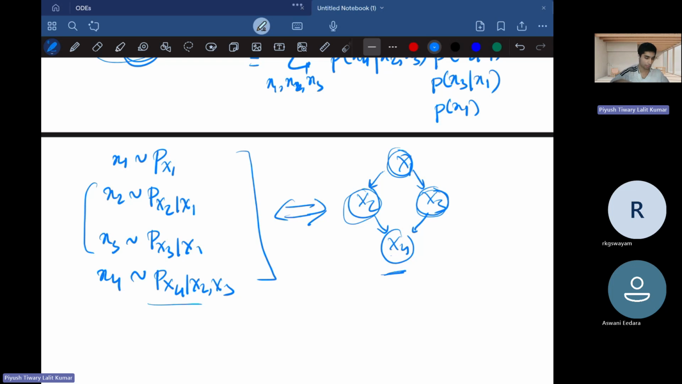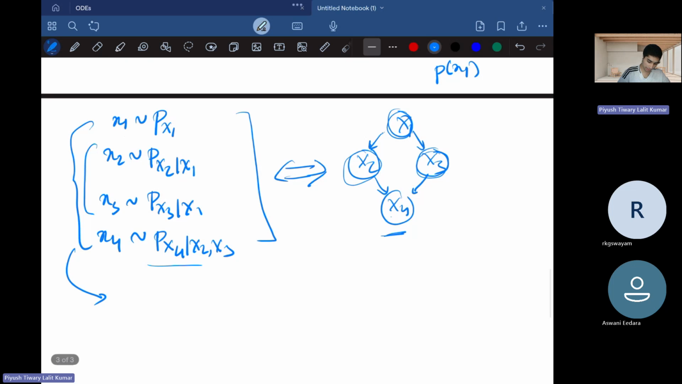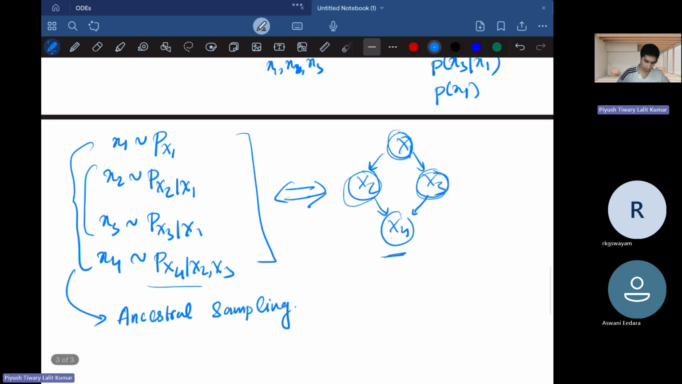So basically, given a graphical structure, if you are given a PGM, the PGM is actually telling you how you can sample different nodes using the previous nodes. That is the generative view of PGM. And this kind of sampling is called ancestral sampling. So why the word ancestral? It's quite intuitive, because to sample from any node, you need to sample its ancestors. And if you want to sample from this node, you need to sample its ancestors, and so on and so forth.